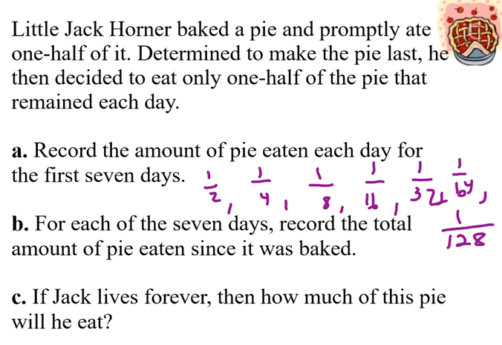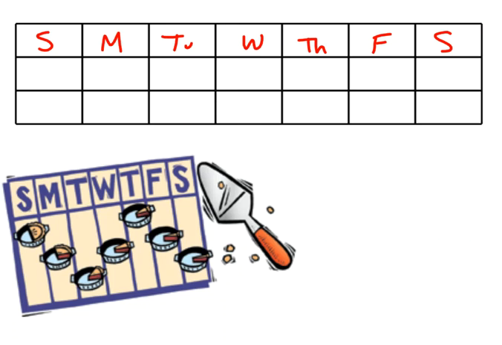For each of those 7 days, record the total amount of pie eaten since it was baked. So I'm going to switch over. So again, this was half. So he's eaten half of the pie. He eats another quarter of it on Monday. So by that point, he's eaten 3/4 of the pie. So here, that top row is the sequence, and the second row is the partial sums.